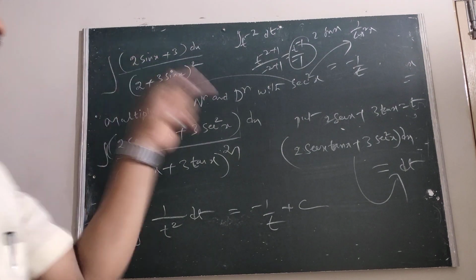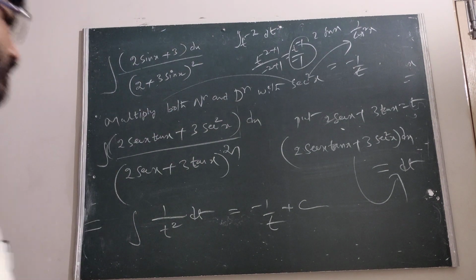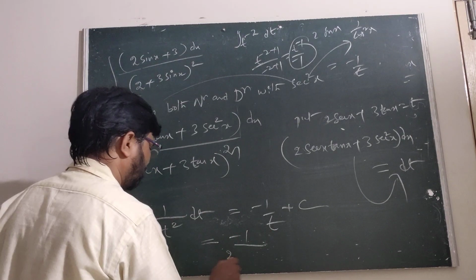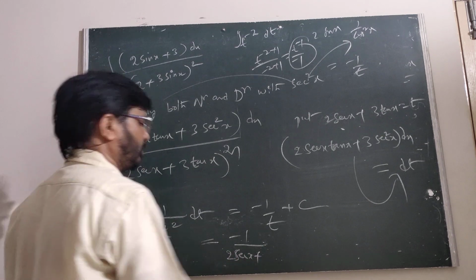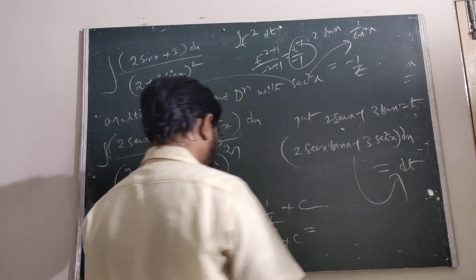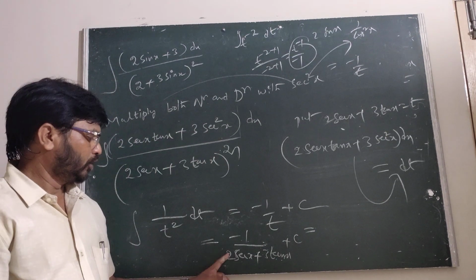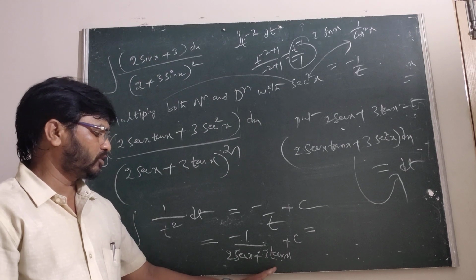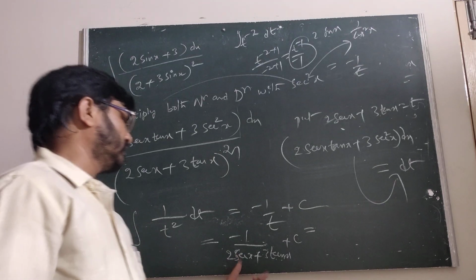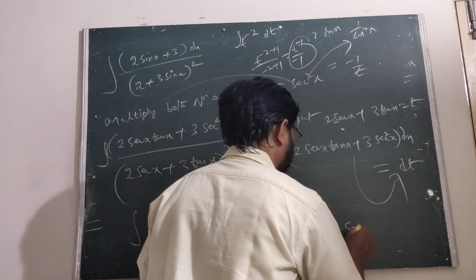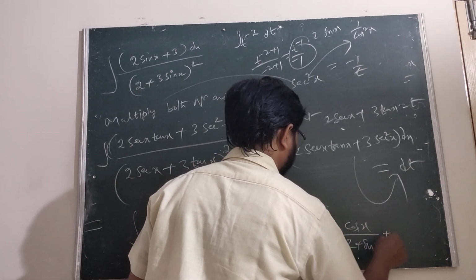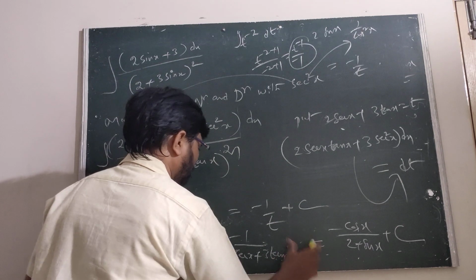What is the t here? 2 secant x plus 3 tan x. Now it is clear. Minus 1 by the t is the 2 into secant x plus 3 into tan x plus c. Therefore we can write here, taking the LCM is the cos x, 2 by cos x, 3 into sin x by cos x. Now we are sending the cos x up. Therefore this is the minus of cos x upon 2 plus 3 sin x plus c. Is it okay? Is it right?